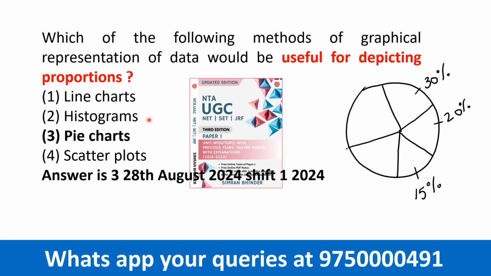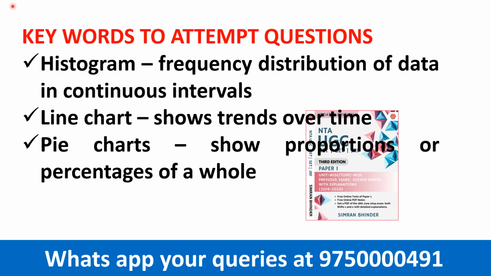When I say continuous intervals, it means 0 to 10, 10 to 20, 20 to 30, like this. Scatter plots, they display relationships between two quantitative variables. For example, whether there is positive correlation between two variables or negative correlation between two variables. This is shown by scatter plots. I hope this is clear to you. Now these are the keywords to attempt UGC-NET SET questions.